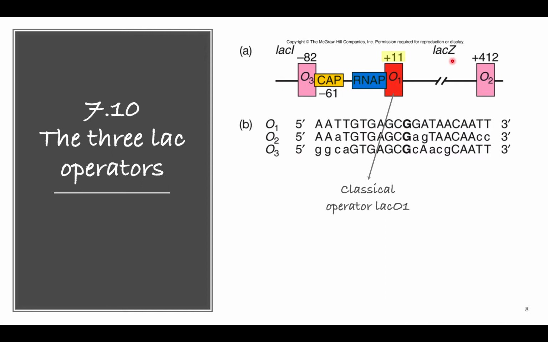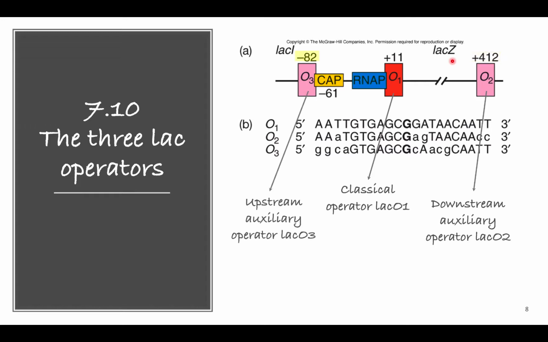The downstream auxiliary operator lacO2 is centered at position +412. Here we note that operators can be downstream as well. The upstream auxiliary operator lacO3 is centered at position -82. The CAP and RNA polymerase binding sites are in yellow and blue, respectively.